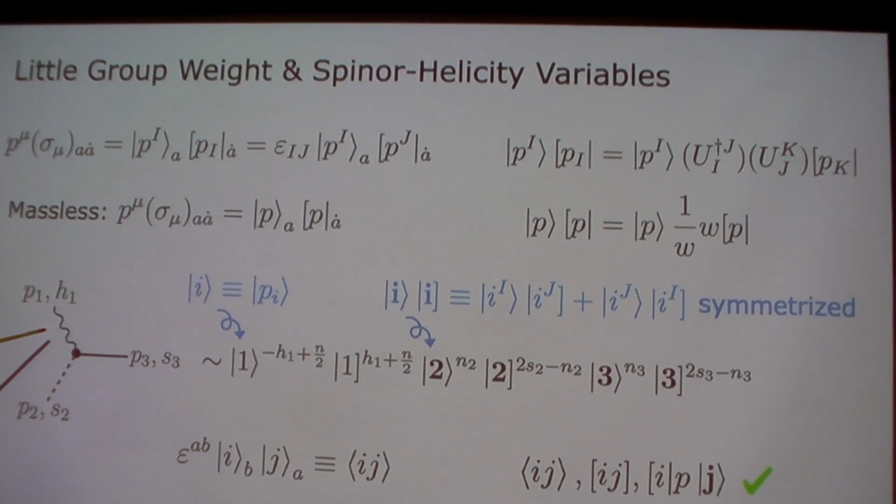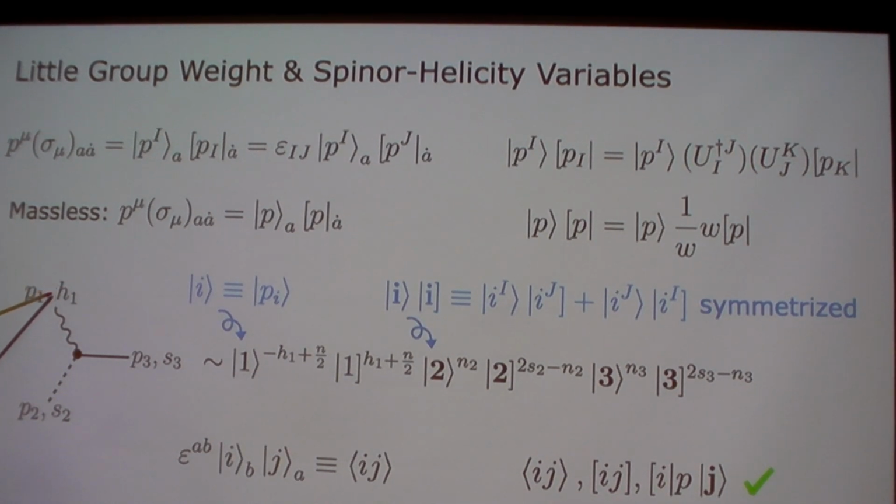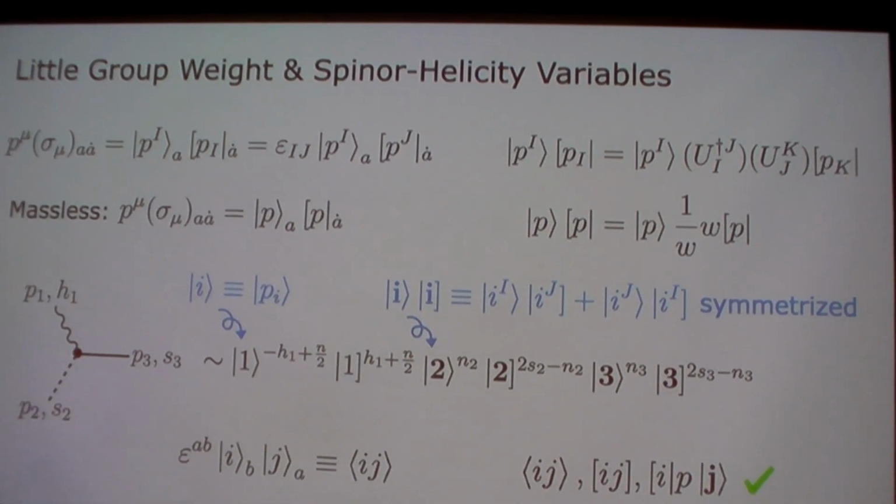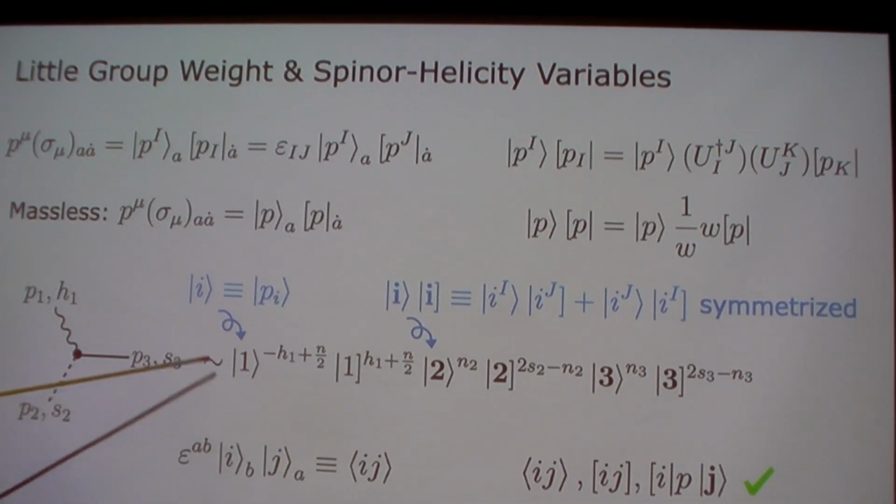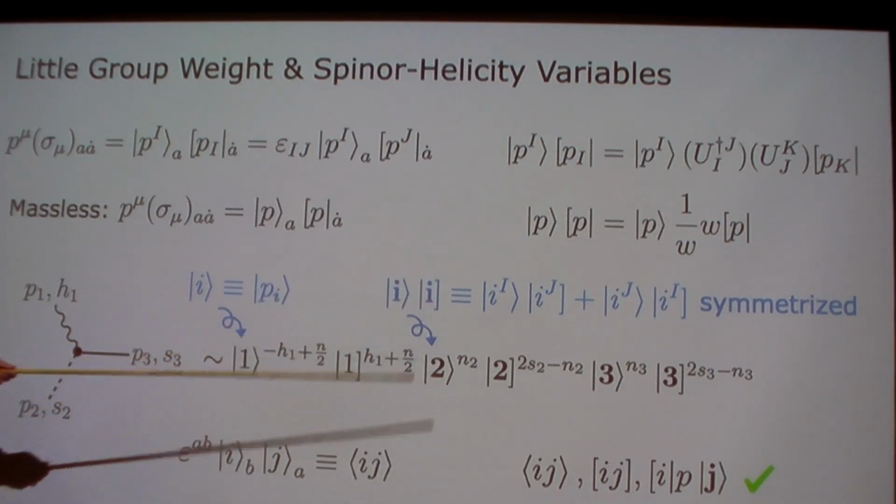So if you have a massless particle with helicity h1, the difference of their power should add up to h1, and that's how you have a correct little group transformation property for the massless particle. Similar things happen to the massive particle.